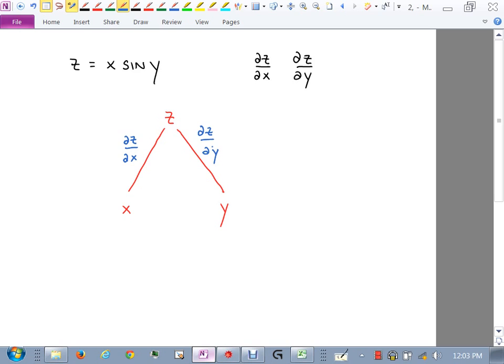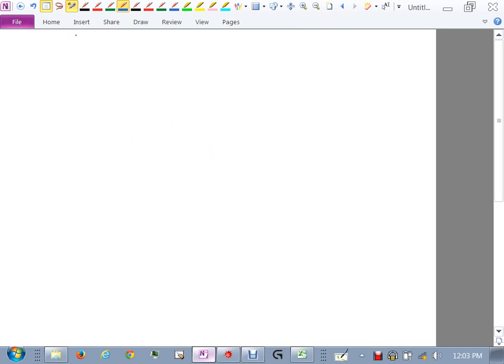Now, I'm not going to ask us to compute them, but just to see what's possible as far as derivatives. Here's another example. What if I tell you that z is x sine y, and x is equal to natural log t squared, and y is equal to e to the t.